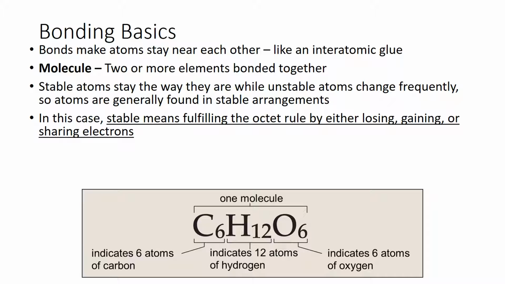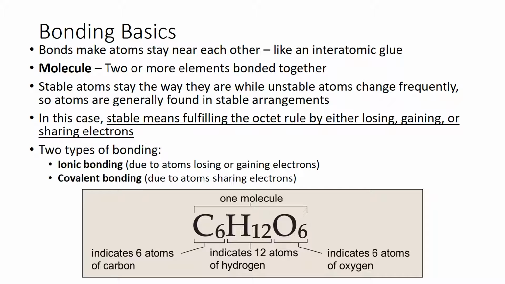So they're going to be trying to fulfill this octet rule, and the way they can do that is through either ionic or covalent bonding. These are the 2 main types of bonding that we'll be talking about. Ionic bonding is where one atom either gives or takes an electron to another one. And then since they have an opposite charge, because one is now positively charged and one is negatively charged, they're going to stick together, just like 2 magnets if you had a north and a south pole.